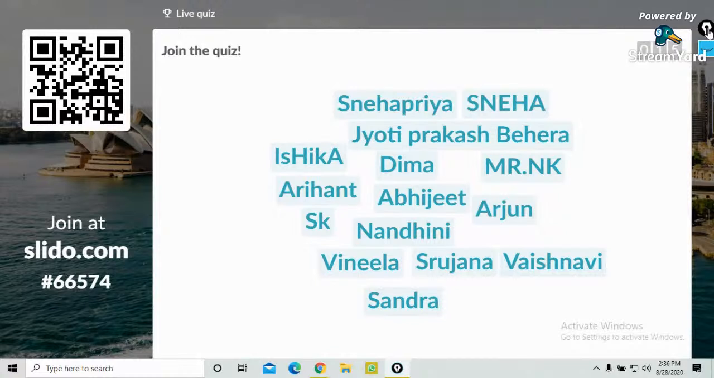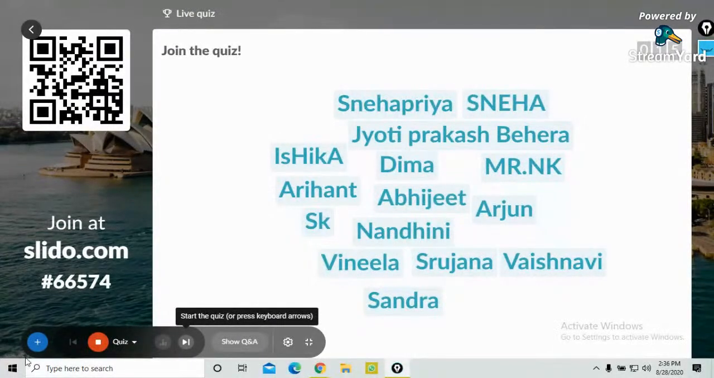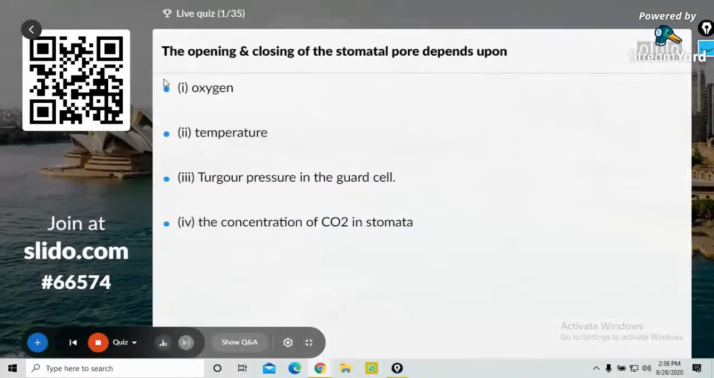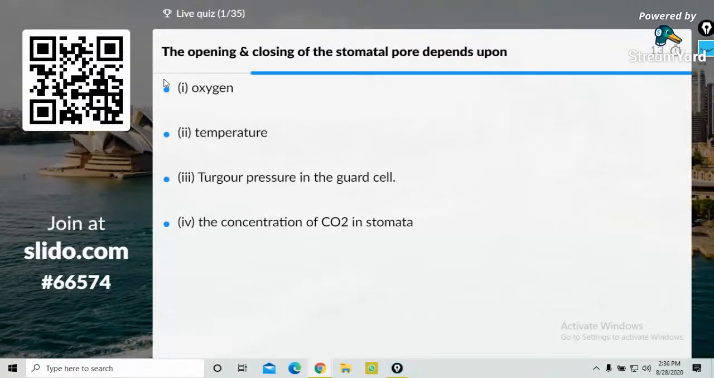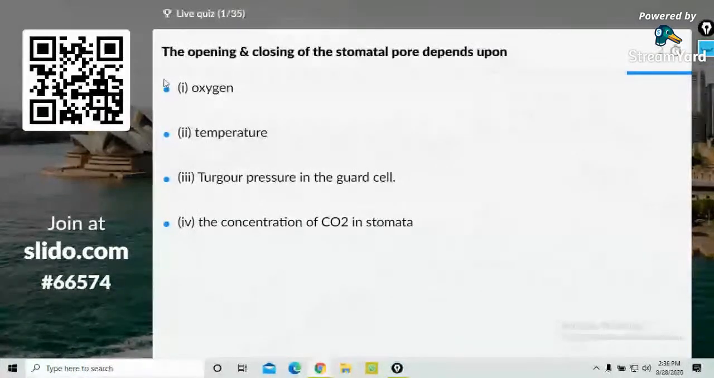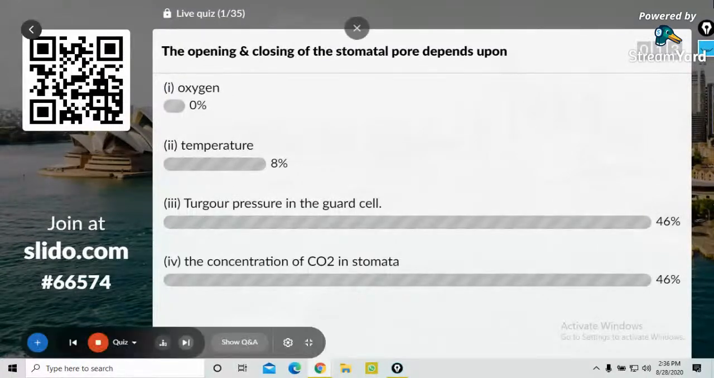So all your eyes on the screen. You will have the very first question on the screen. The opening and closing of a stomatal pore depends upon oxygen, temperature, turgor pressure in the guard cells, the concentration of carbon dioxide in stomata. Guys, the correct answer is turgor pressure inside the guard cell. Next question on the screen.